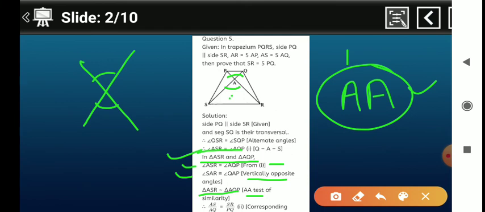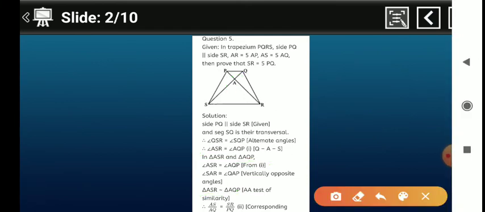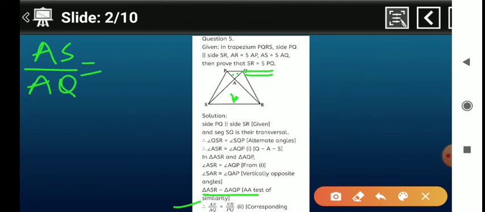Now the main part of this question: we have to prove that SR is equal to 5 PQ. We proved that these two triangles, ASR and APQ, the upper triangle, are similar. Therefore we can take the ratio of their sides. Sides are in proportion, so AS upon AQ is equal to SR upon PQ.